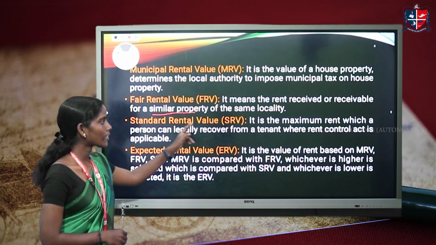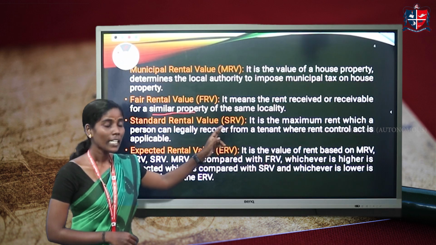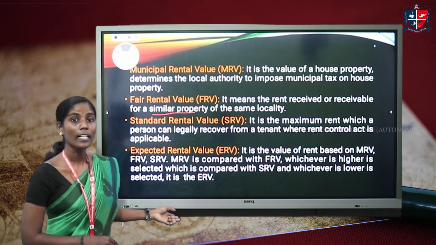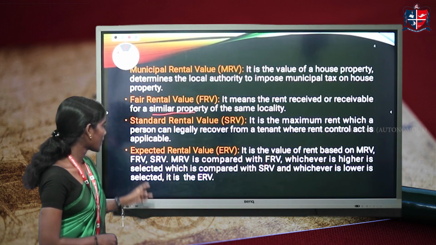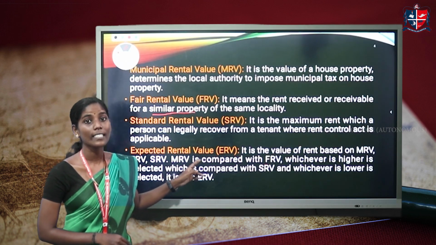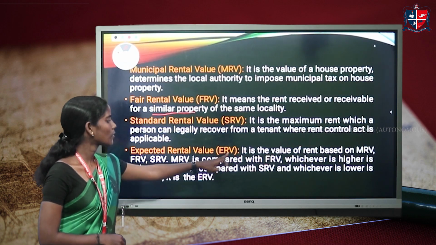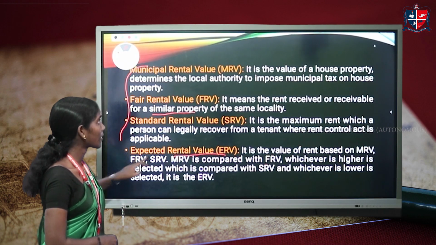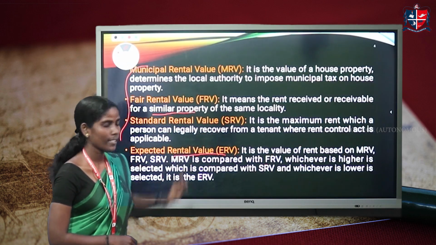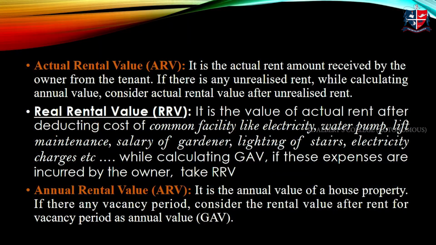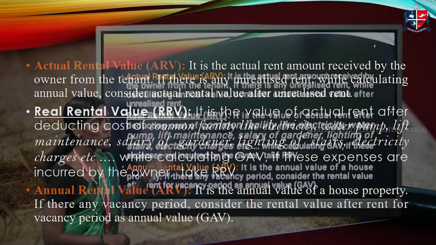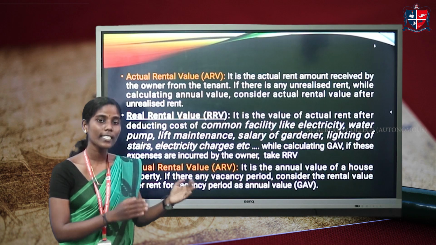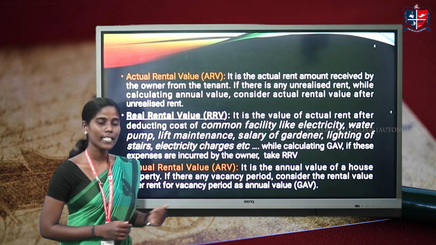Next one, standard rental value, that is SRV. It is the maximum rent which is fixed by the Rent Control Act. And the next one, expected rental value, that is ERV. This amount will be computed by comparing these three rental values, that is MRV, FRV and SRV. Next one, actual rental value, that is ARV. It is the actual amount of rental value that is received by the owner from the tenant.